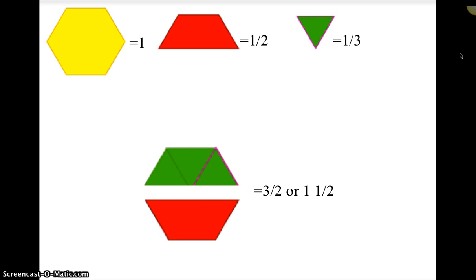Finally, let's look at this problem using pattern blocks. So we know our octagon is equal to 1, our red shape is equal to 1/2, and our triangle is equal to 1/3. So if we look, we can see that 3 green triangles, 3 groups of 1/3, fit into 1/2. Therefore, we know that 3 triangles out of a half, our denominator would equal 2, would also equal 1 1/2. So that finishes up our lesson today on measurement division.